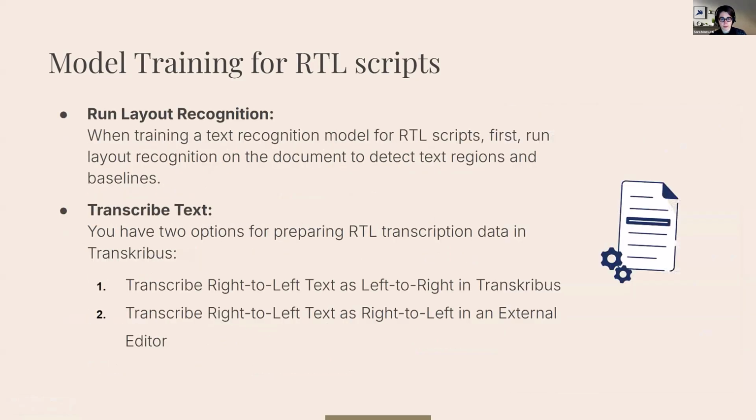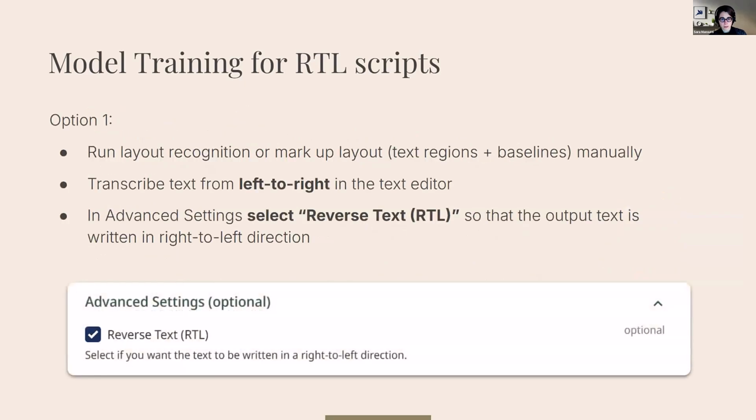What you have to do when you create the ground truth, first you have to run the layout recognition. As with left to right scripts, you first have to identify the text regions and the lines of text, and you can do it automatically with the automatic layout recognition. And then you have two options. The first option is to transcribe the text from left to right in the editor. So you will have in the image the text right to left, and in the editor left to right.